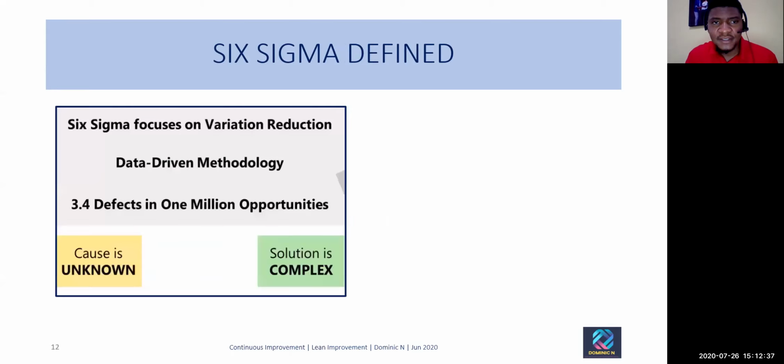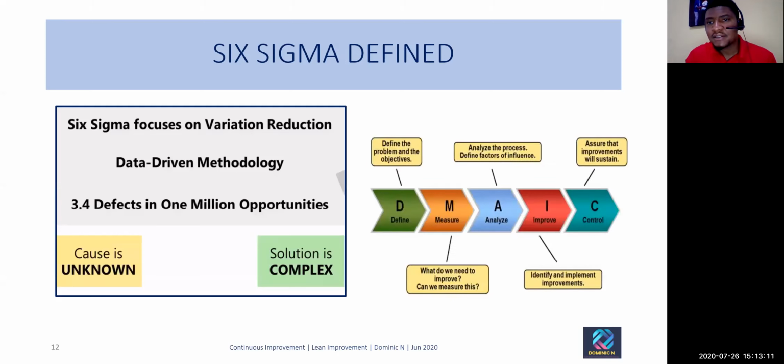But Six Sigma, it's where the cause is unknown and the solution is complex. It focuses on variation reduction. Don't forget, Kaizen is talking about continuous improvements, minor actions taken. Lean is talking about the elimination of waste. Six Sigma is talking about variation reduction. So it's a data-driven methodology. So here we're talking about how do we get 3.4 defects in 1 million opportunities. This is what we're looking at. 3.4 in 1 million. This is the approach. This is the thought pattern.